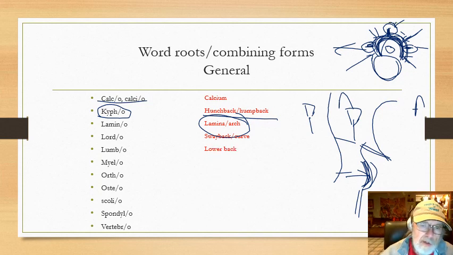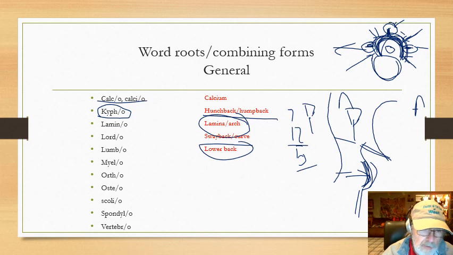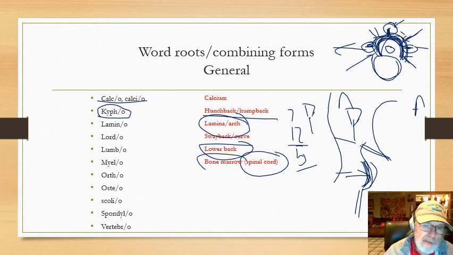Lumbo means the lumbar region, the lower back region. Again, I had 7 cervical, 12 thoracic. I have 5 lumbar vertebrae, okay? And basically that would be the lower back region. Myelo means bone marrow. It also means spinal cord, but that's not what we're going to talk about right now, but it means the bone marrow, okay? People who have osteomyelitis have an infection of the bone that involves the bone marrow, okay? So myelo means bone marrow. Ortho, like we mentioned before, means straight, okay? It doesn't mean bone, but means straight.